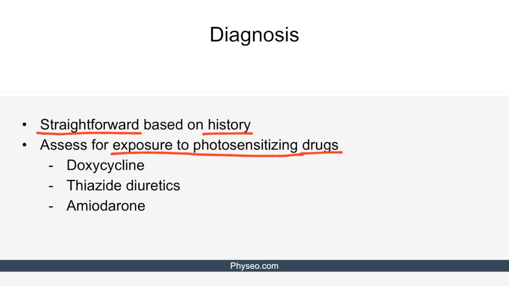All of these drugs have metabolites that react with ultraviolet light to cause cell injury, leading to a sunburn-like rash, and that can occur within minutes to hours of sun exposure. So if further history reveals a patient is on one of these drugs, you've got to encourage them to closely adhere to photoprotective measures because they're just at higher risk. So how do you manage it?